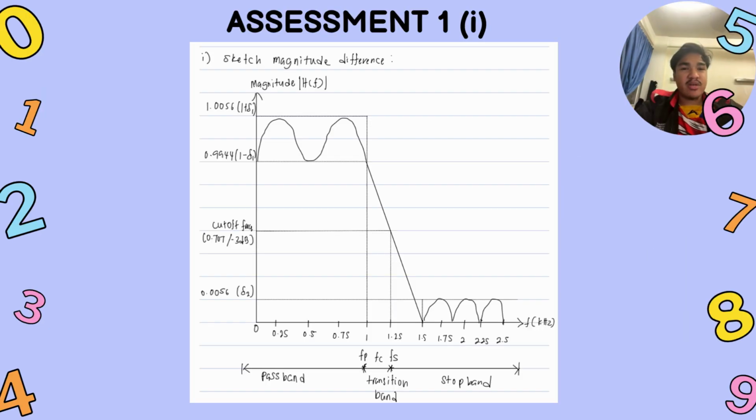Starting with assessment 1, part 1, we analyze the target magnitude response for our low pass filter. The graph highlights three distinct zones: the pass band, the transition band, and the stop band. The pass band edge frequency Fp is set at 1 kHz with a permissible ripple boundary, while the stop band edge frequency Fs begins at 1.5 kHz. The negative 3 decibel cut-off frequency Fc is located right in the middle at 1.25 kHz.